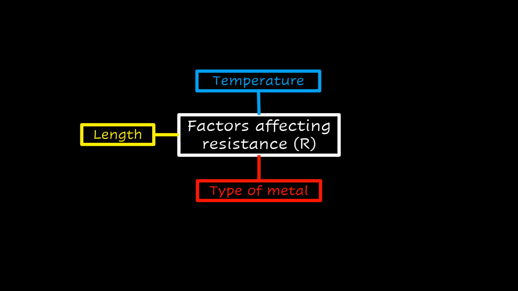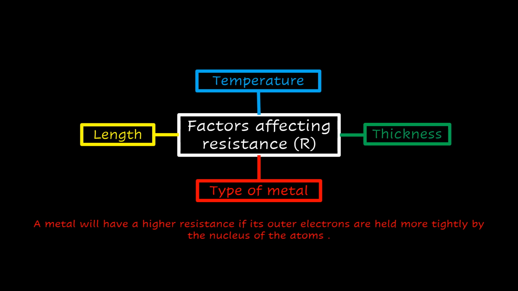The resistance of a conductor can be affected by factors such as the type of metal, the length, the temperature, and the thickness of that conductor. A metal will have a higher resistance if its outer electrons are held more tightly by the nucleus of the atom. Resistance increases as the length of the resistor increases. This means the longer the conductor, the more resistant to electric charge the conductor is.